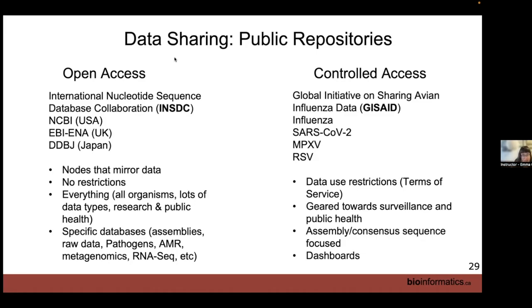Now, GISAID, on the other hand, which, to give it all credit where credit's due, actually hosts the highest number of SARS-CoV-2 genomes currently, which is sitting around about 15 million. Access to this data is controlled. You have to sign a data use agreement before you can register and access the data. This provides some protections for data providers, but also restricts some of the ways that you can use the data.